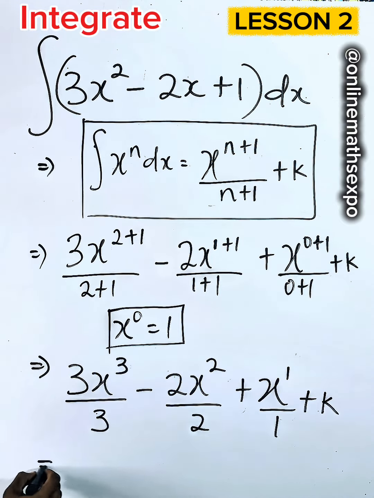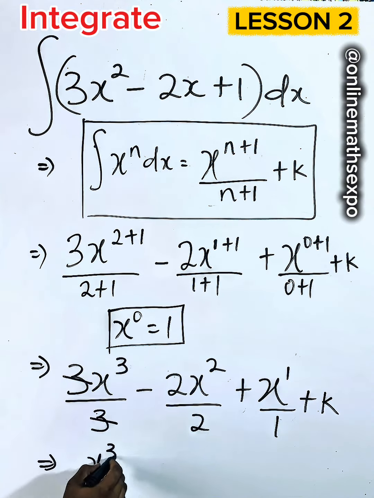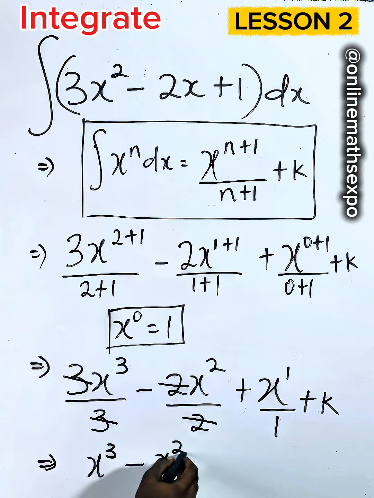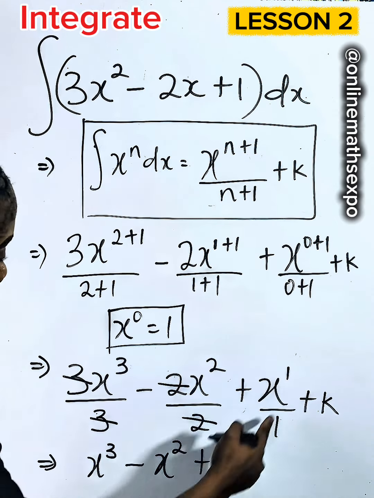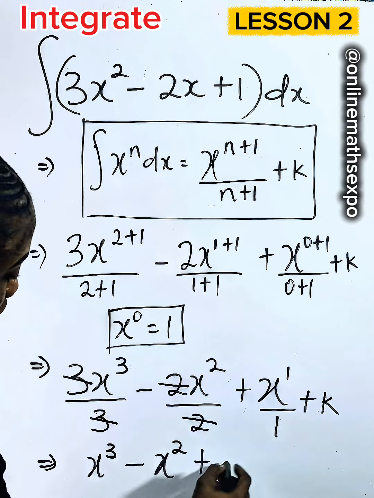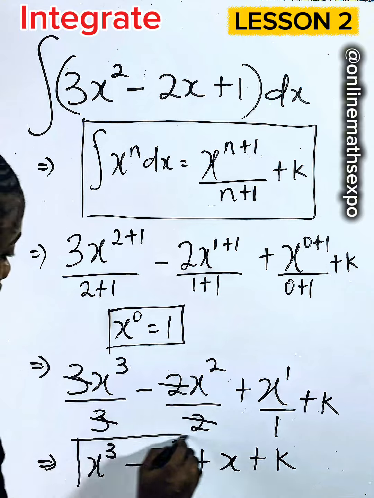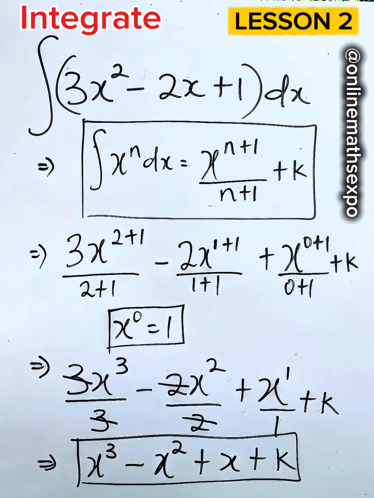If you simplify this, 3 can divide 3, so you are left with x cubed minus this. We cancel this, you have x squared. And x to the power of 1 is x, and when you divide by 1, it gives you x, plus the constant k. So this is what you get for integrating this particular function.